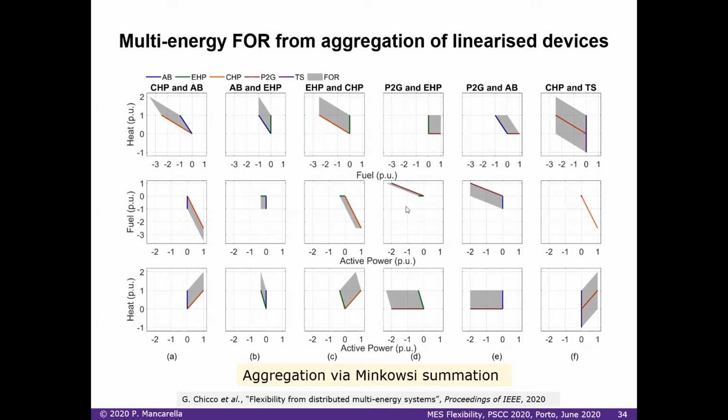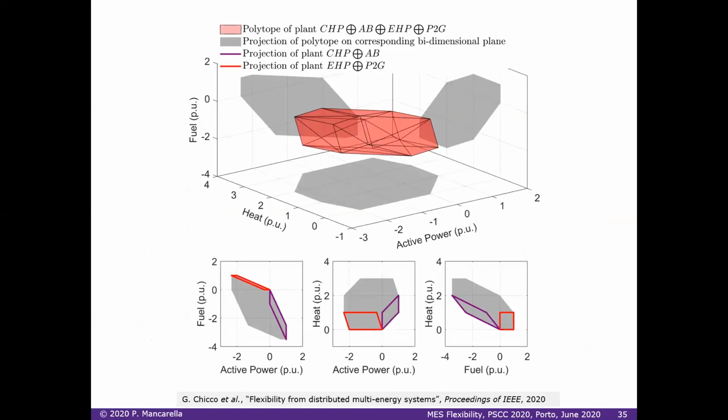And what is really interesting is that by combining different plants, you have very different flexibility regions. Particularly if you focus on heat and active power, you see how different combinations of plants give you different operating regions. Then if you start thinking that you can mix up these power plants further, you realize that your flexibility really increases very substantially. For example, in a general case here, we put together combined heat and power, an auxiliary boiler, heat pump, and a power to gas plant.